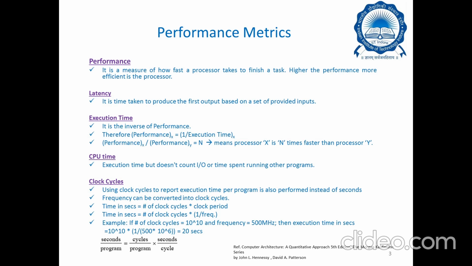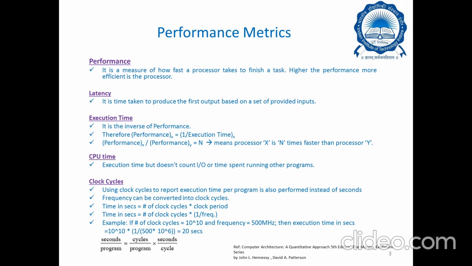For example, if the number of clock cycles is 10 to the power 10 and the frequency is 500 megahertz, I'm just assuming a frequency of an FPGA board instead of taking the actual frequency of the processors, which is in the scale of gigahertz. Then the execution time in seconds is 10 to the power 10 multiplied by 1 over 500 times 10 to the power 6, because I'm converting megahertz to hertz, and we get a value of 20 seconds. So that is going to be the execution time in seconds.